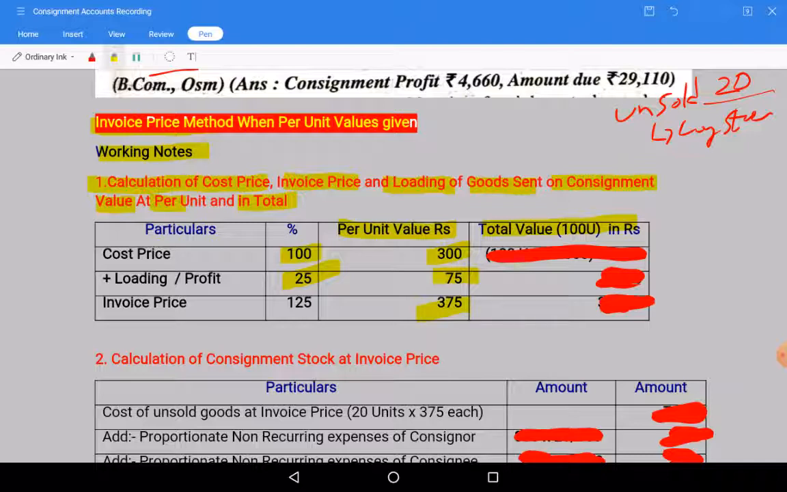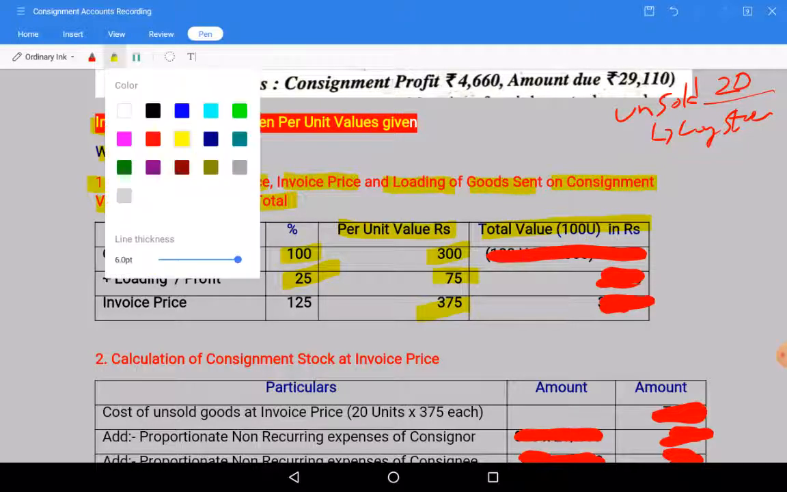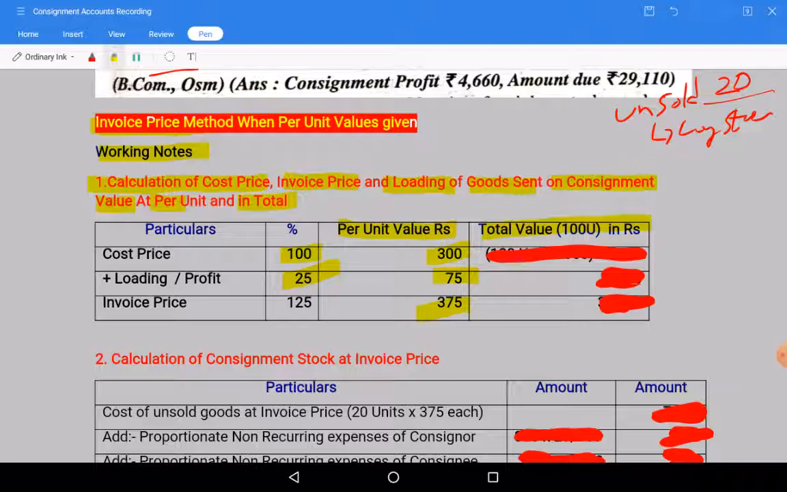These values will be useful for us to calculate the remaining values to solve the problem, because we want total profit, not per unit profit. So let us see the total values also one by one. So now we are going to calculate the total value of 100 units. For 1 unit it is given 375, and 100 units. So now we are going to get the remaining values.